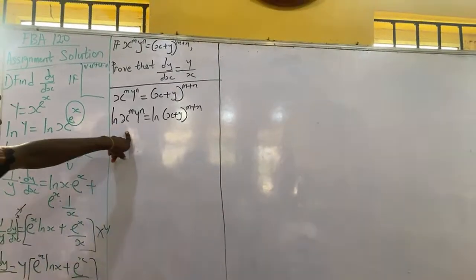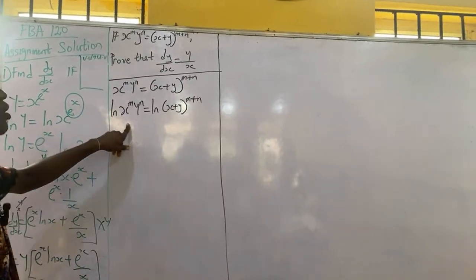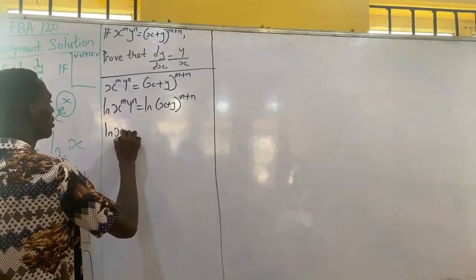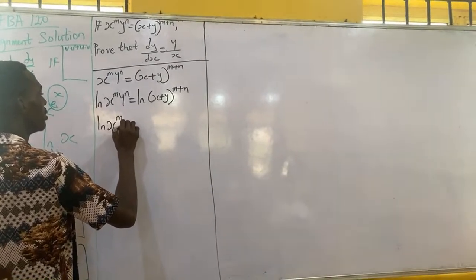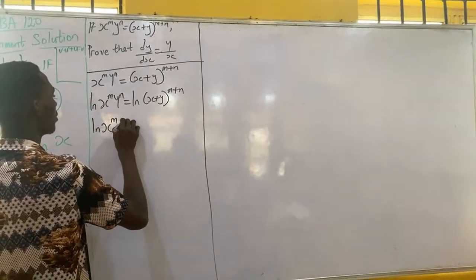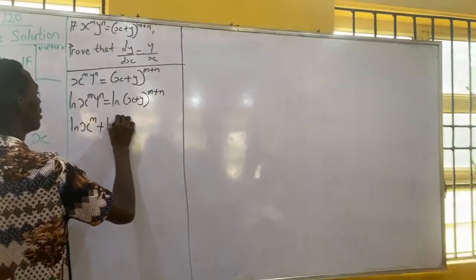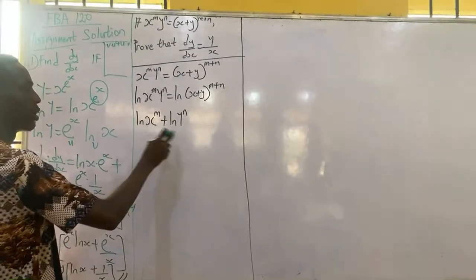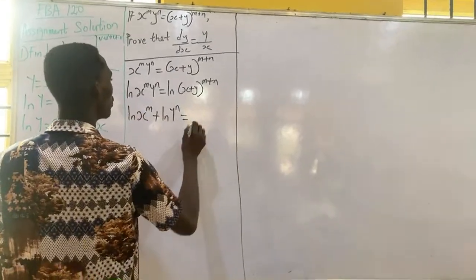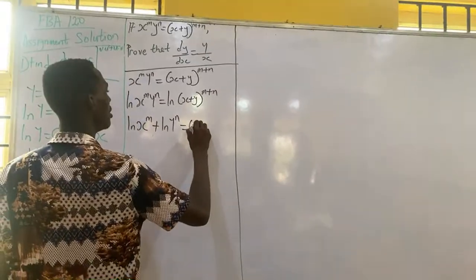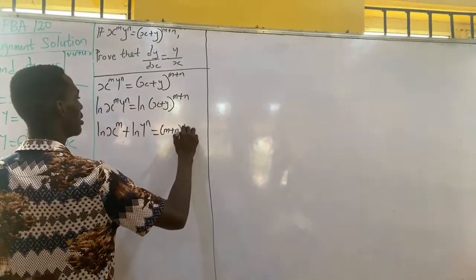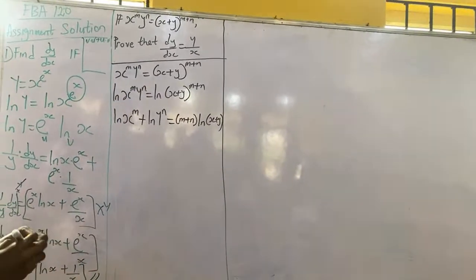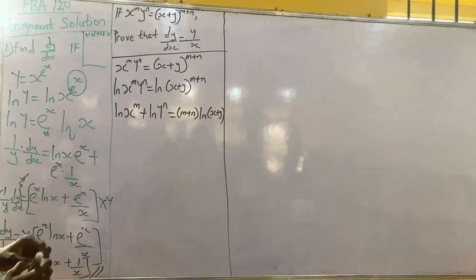So we can break this into two parts, because following the law of logarithm, we can break this down as ln x to the power of m plus ln y to the power of n. Can you see? Following the law of logarithm. So now this is equal to, we can take this back as m plus n close bracket ln x plus y. Hope you are following me. So once we are done with this, let's rearrange.